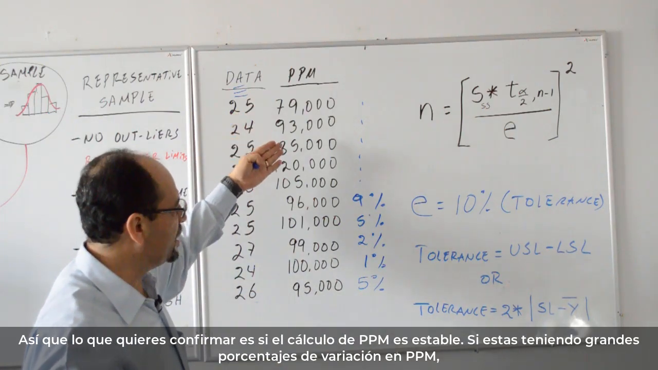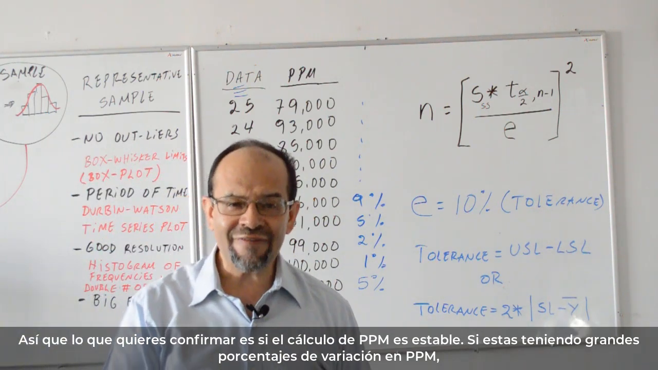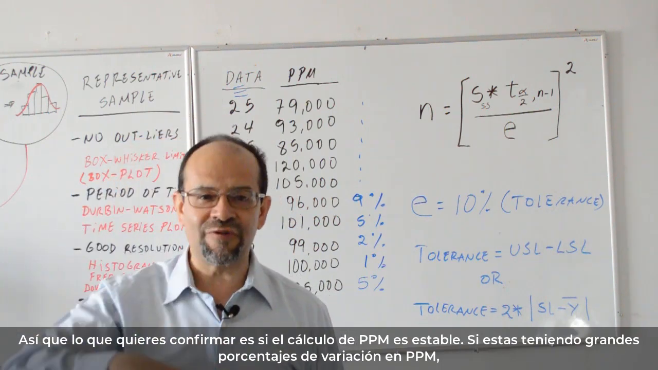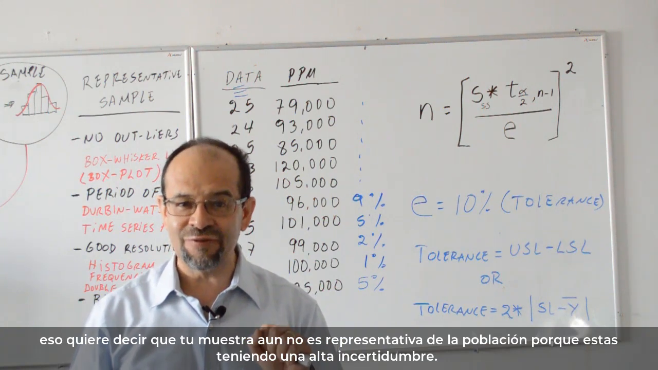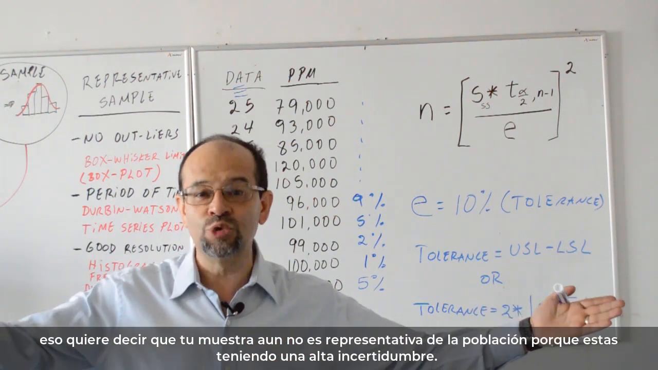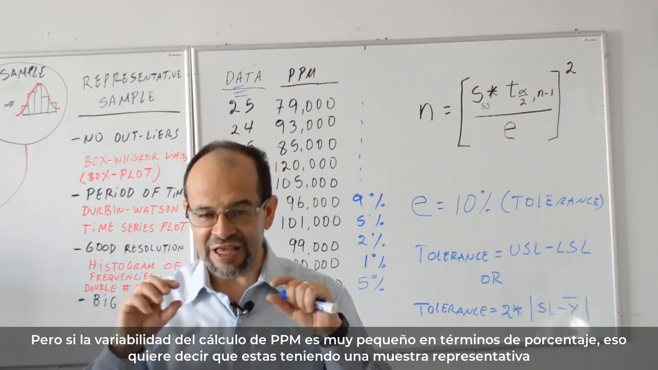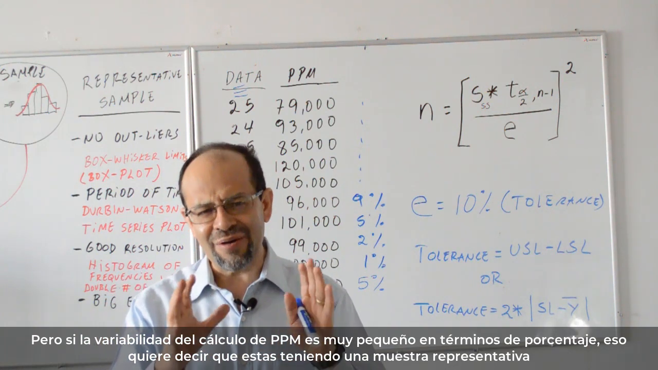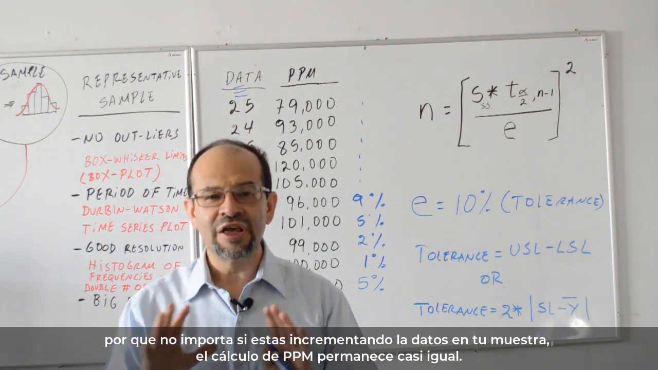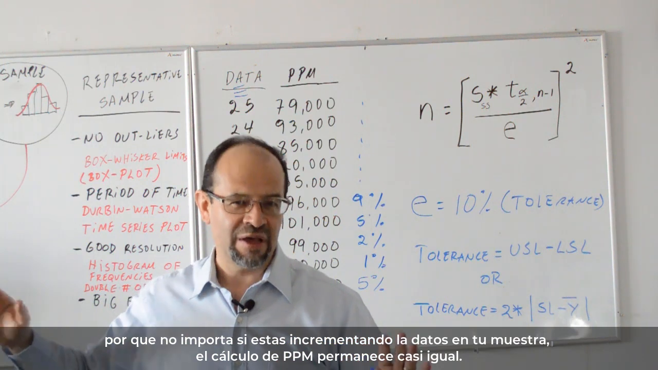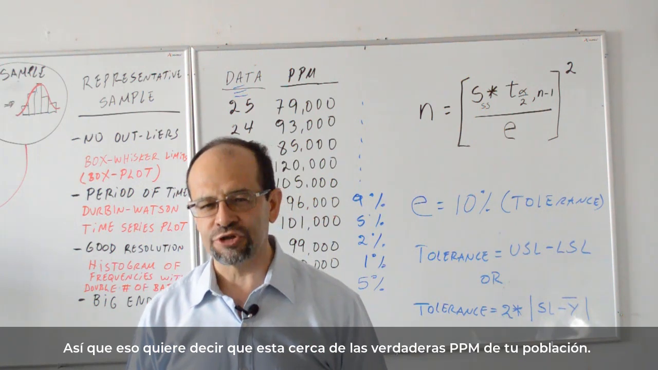So what you want to confirm is if the ppm calculation is stable. If you are having big variabilities, big percentages of variation on ppm, that means that your sample still is not representative of the population because you are having a high uncertainty. But if the variability of the ppm calculation is very small in terms of percentage, that means that you are having a representative sample, because it doesn't matter if you are adding more data to your sample, the ppm calculation remains about the same. So that means that the ppm calculation is close to the actual ppms of your population.